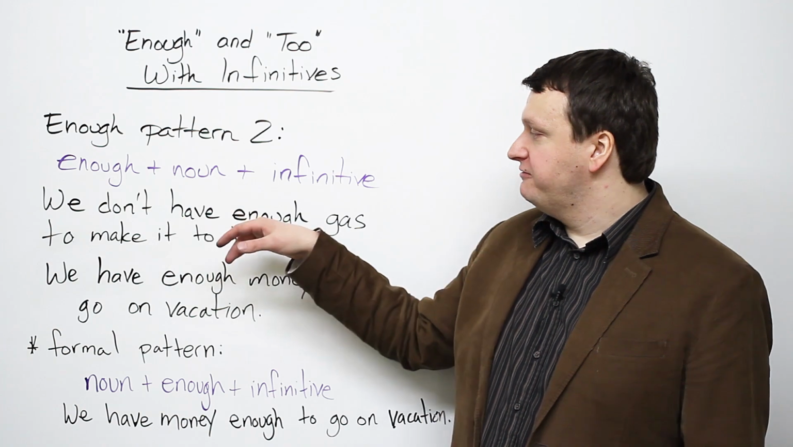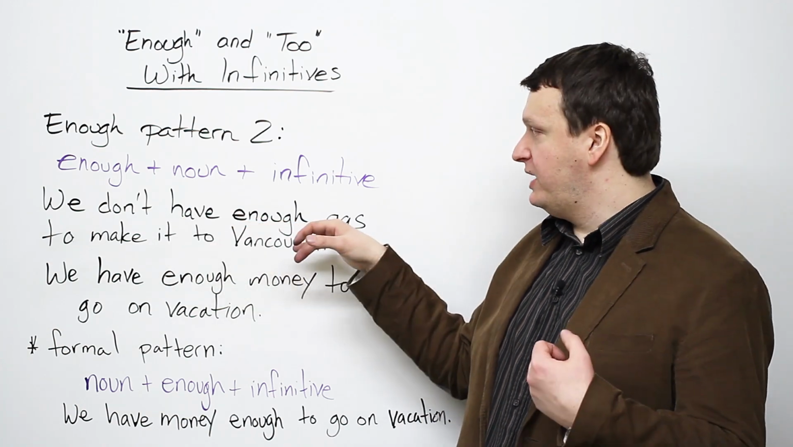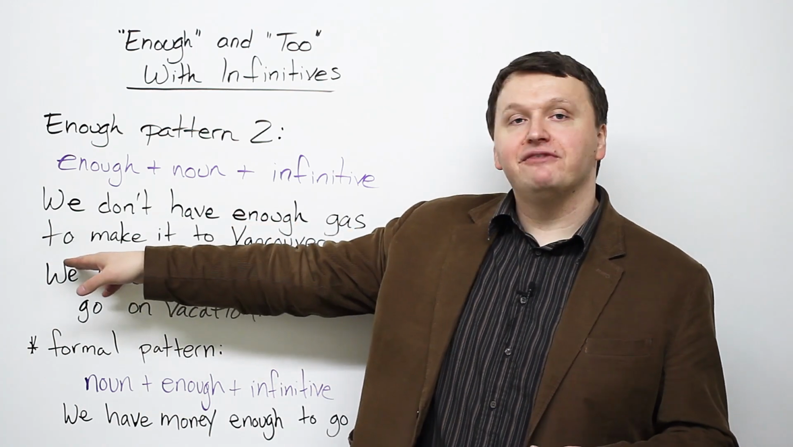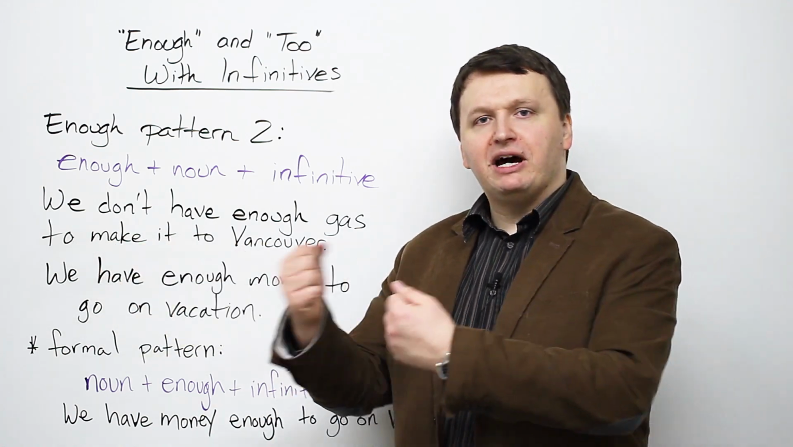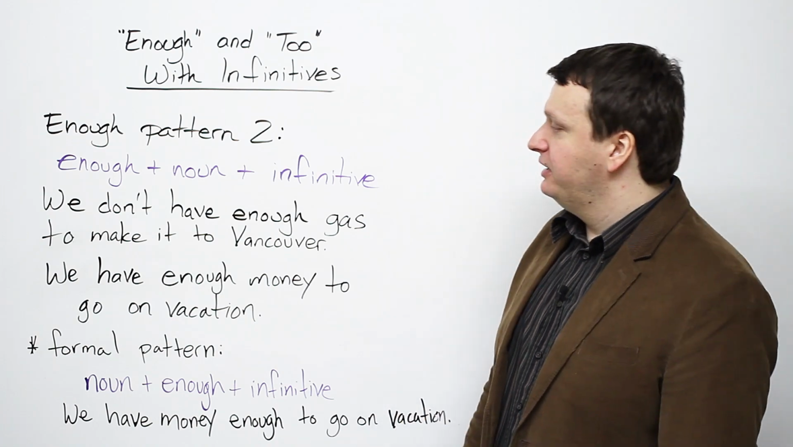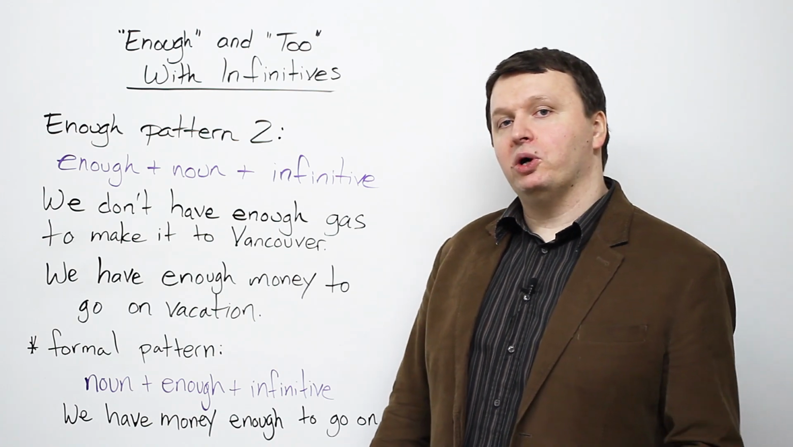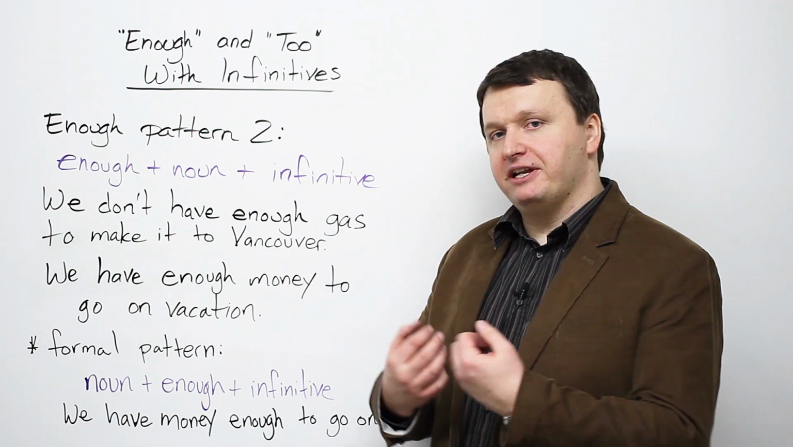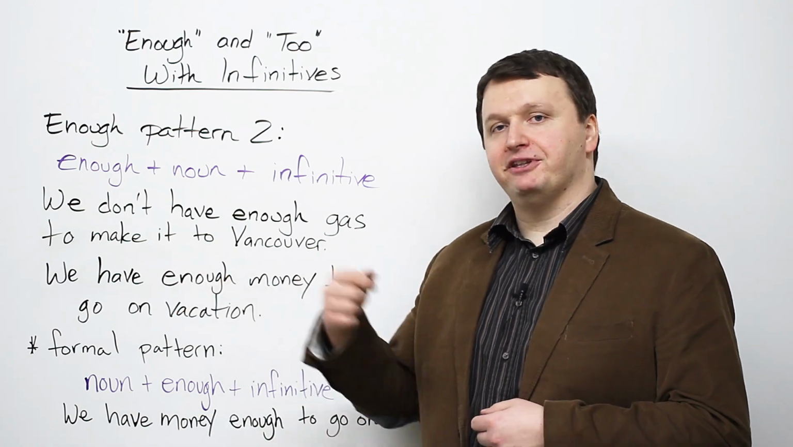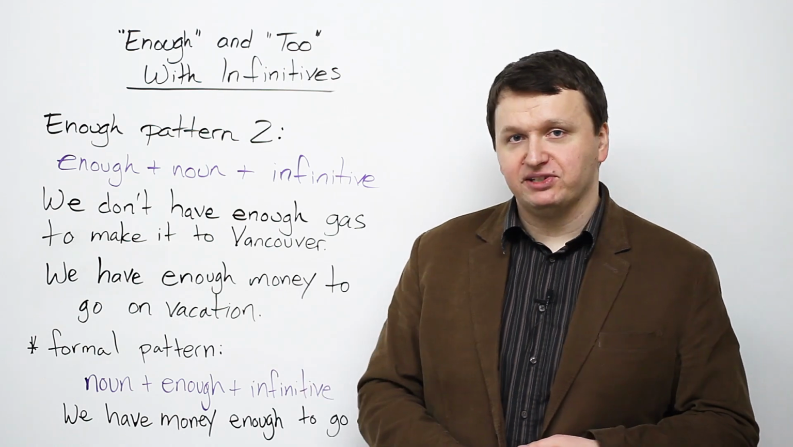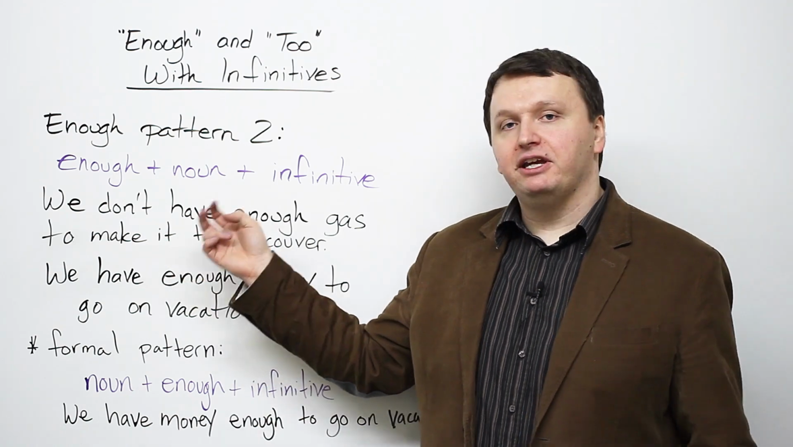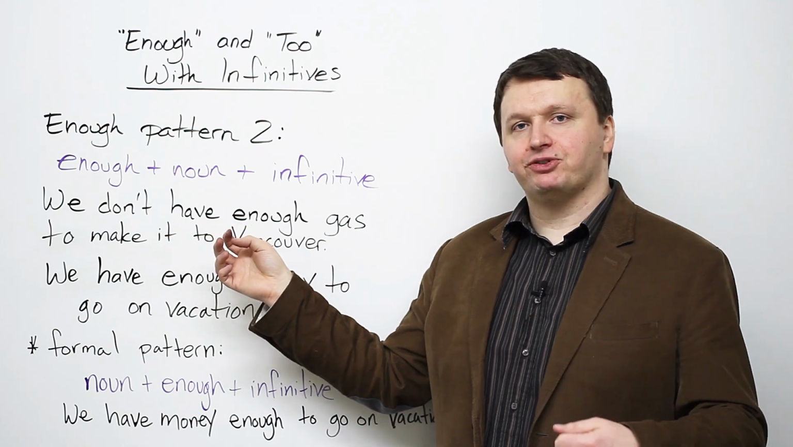So again, we don't have enough. You have enough, you have the noun, and then you have the infinitive, to make it to Vancouver means to arrive, right, to Vancouver. We have enough money to go on vacation. So we have enough money to go, the infinitive, to go on vacation. Money is the noun in this situation. Okay, so this is the more informal, everyday, common structure.